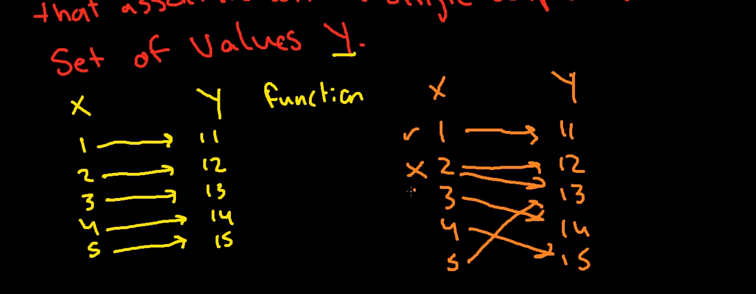3 goes to 14, that's fine. 4 goes to 15, that's fine. 5 goes to 13, that's fine. 5 has one value, 4 has one value, 3 has one value. So the only thing you have to look out for if you want to identify whether something is a function or not is to see if it has more than one value. And it doesn't even have to be a set of numbers.